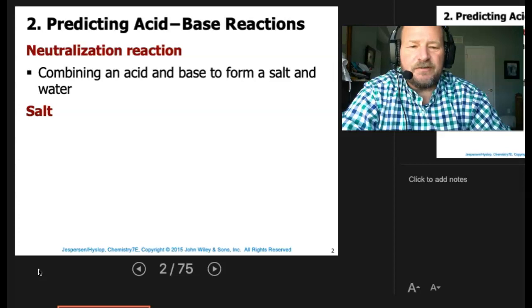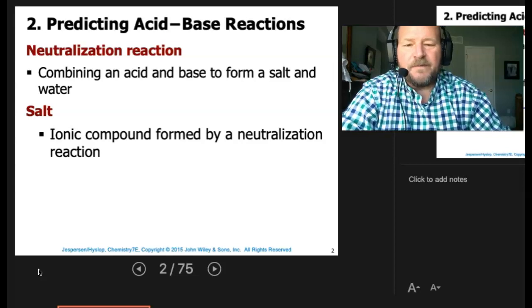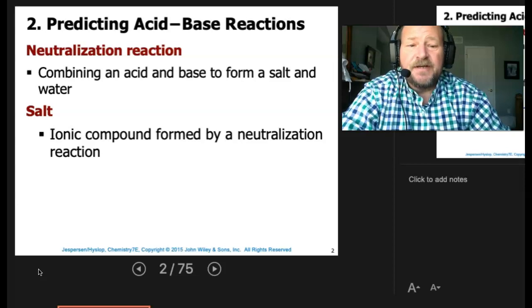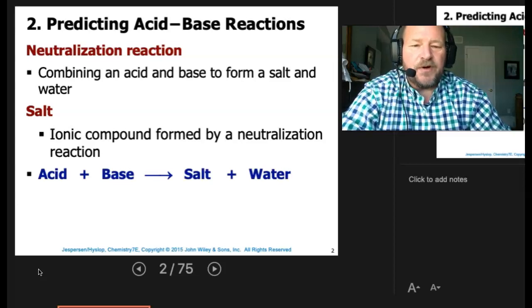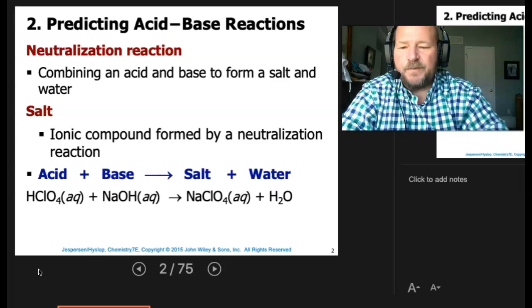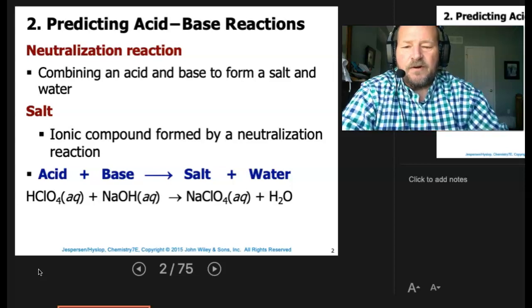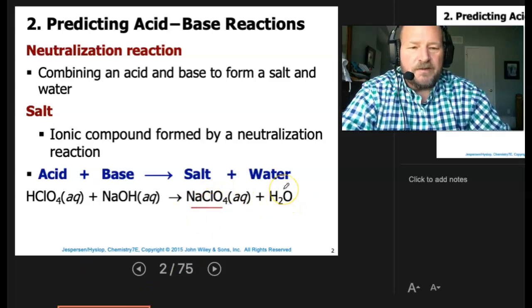Of course, your salt will be an ionic compound, the ionic compound that's formed from the neutralization reaction. We looked at double displacement reactions. These are very similar to those, except you're going to have a salt and water as your products. An example would be HClO4, our acid. We're going to react that with sodium hydroxide, our base. We're going to form that sodium salt, and of course our water molecule.